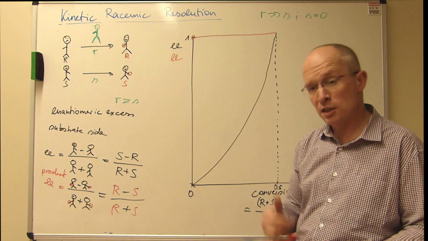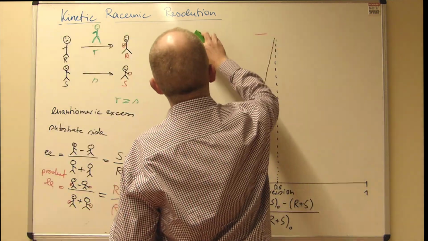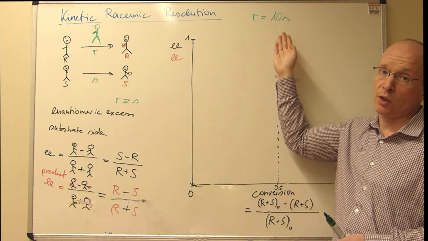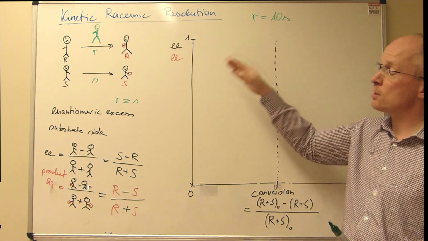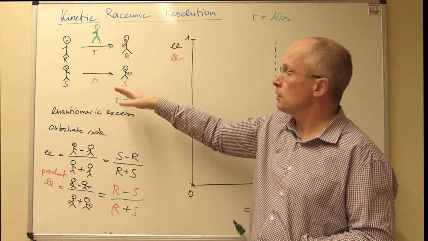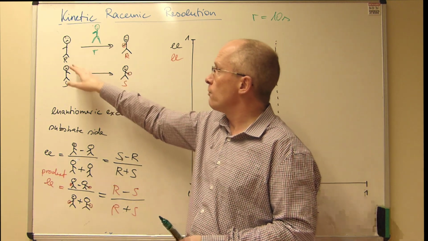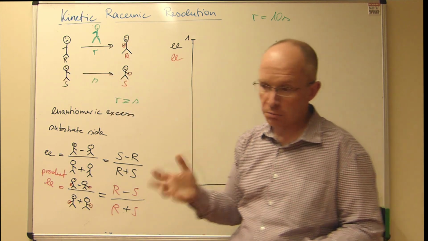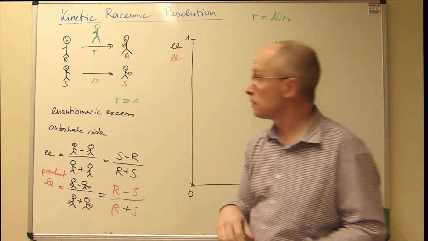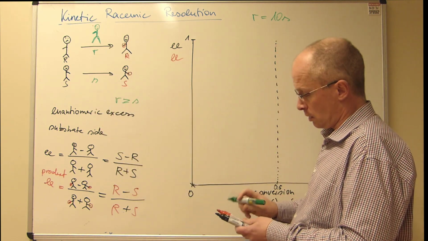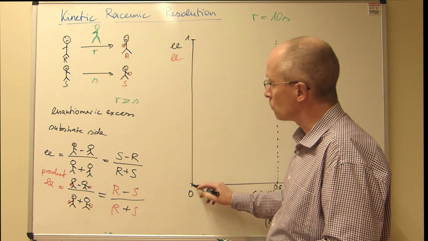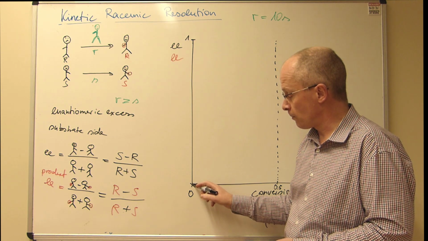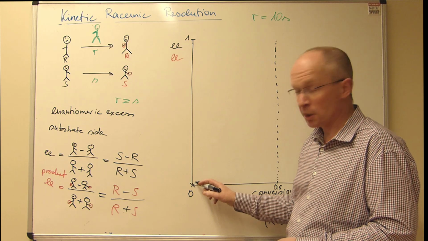Okay, let's now look at an intermediate case. What does that mean? R is 10 times S. It means discrimination is not fully completed here, as for every 10 R, 1 S actually is let in, so to speak, in our picture here. What does that mean? That means that also we start with the racemate, we also will, in the substrate, see an increase, but it will not be as steep.